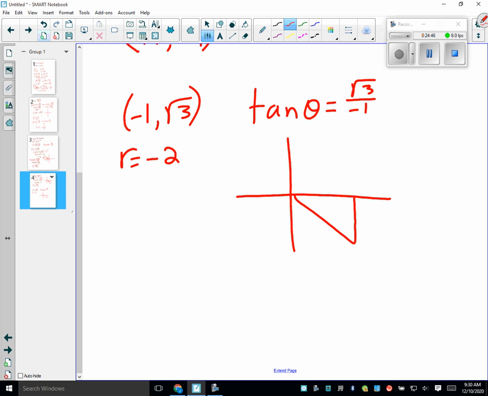Right? And tangent is opposite over adjacent. So what is this angle? So my answer is negative 2, 5 pi over 3.